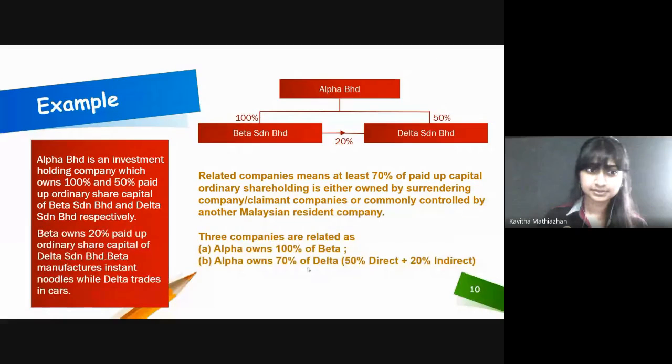we look at an example. The question is: Alpha Berhad is an investment holding company which owns 100% and 50% of the paid up ordinary share capital of Beta Sdn Bhd and Delta Sdn Bhd respectively. Beta owns 20% of the paid up ordinary share capital of Delta Sdn Bhd. Beta manufactures instant noodles while Delta trades in cars. This is the relationship between the three companies. In this case, the three companies are related because Alpha owns 100% of Beta, and Alpha also owns 70% of Delta, which is 50% directly and 20% indirectly. Okay, next.